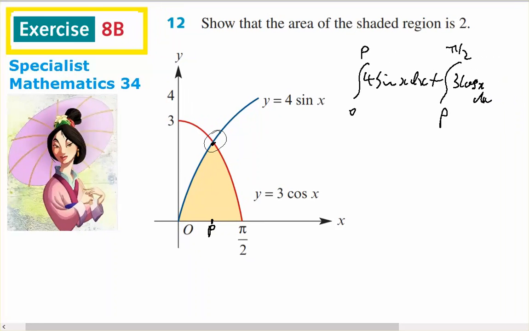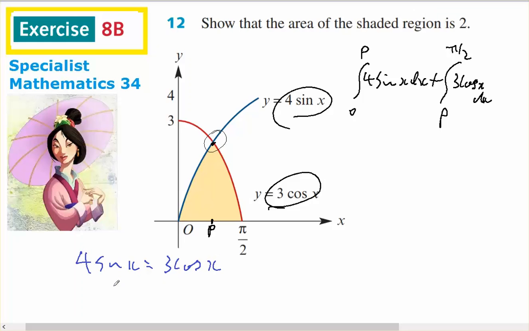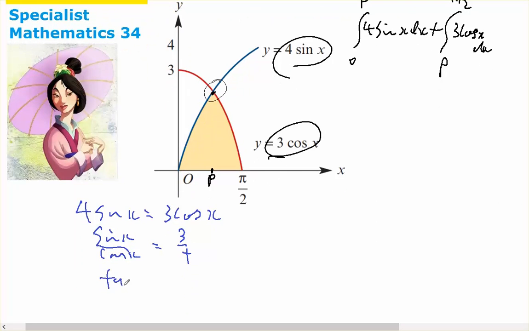Okay, so how do I find this intersection point? It's going to be when this equals this. So 4 sine of x equals 3 cos of x. Since I've got a sine and cos, I'll create a tan. So sine of x on cos of x will equal 3 on 4. Therefore, tan of x equals 3 on 4.